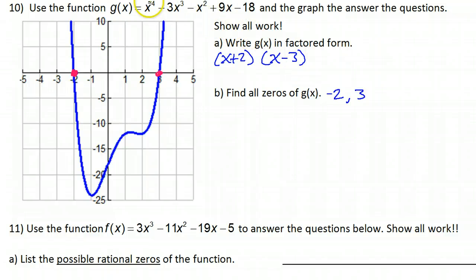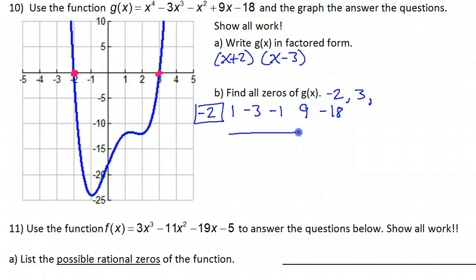Again, this is a 4th power, so I need 2 more roots and 2 more factors. Well, I don't know how many more factors, but I definitely need 2 more zeros. Well, let's use the 2 that we've got and see what happens. I'm just going to go in order, so let's start with our negative 2. So I've got 1, negative 3, negative 1, 9, and negative 18.